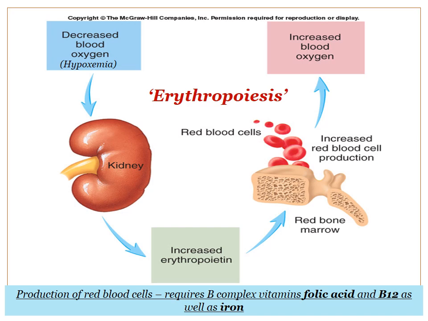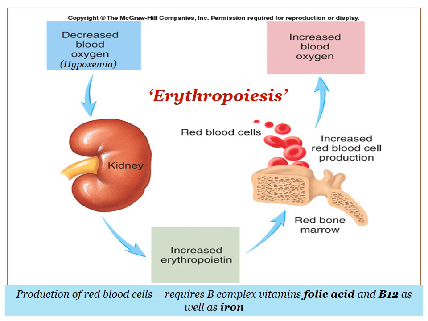And the kidney monitors this, and if it sees that this is happening, it will release a hormone called erythropoietin. Erythropoietin will then act on red bone marrow within certain bones of your body to increase red blood cell production. So as the red blood cells are being produced, they're going to be able to carry more oxygen in the blood. And once we reach homeostatic levels of blood oxygen level, that's going to tell the kidney to stop releasing the hormone erythropoietin.